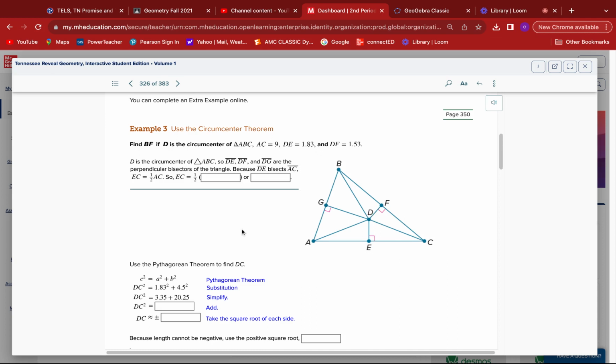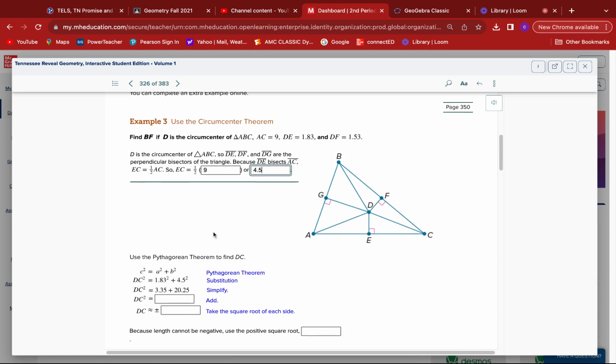All right, so let's see what we got here. It says D is the circumcenter of triangle ABC, so that DE, DF, and DG are perpendicular bisectors of the triangle. Because DE bisects AC, then EC is half of AC. I said that a minute ago: you're going to take 9 and divide by 2. So 9 divided by 2 is going to be, don't worry, a decimal, 4.5. So that means AE is 4.5 and CE is also 4.5.